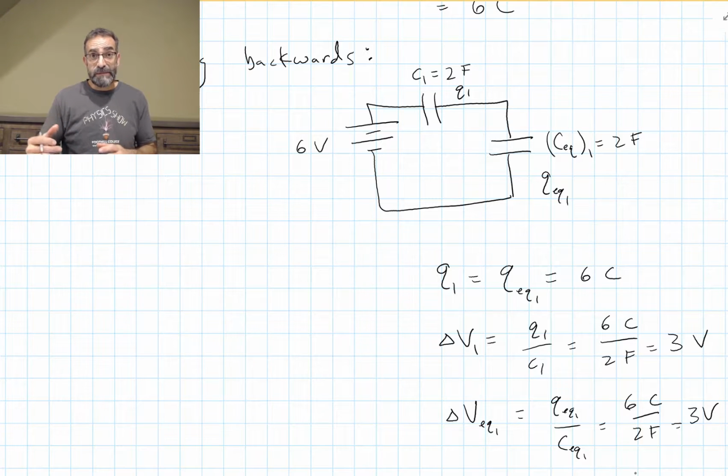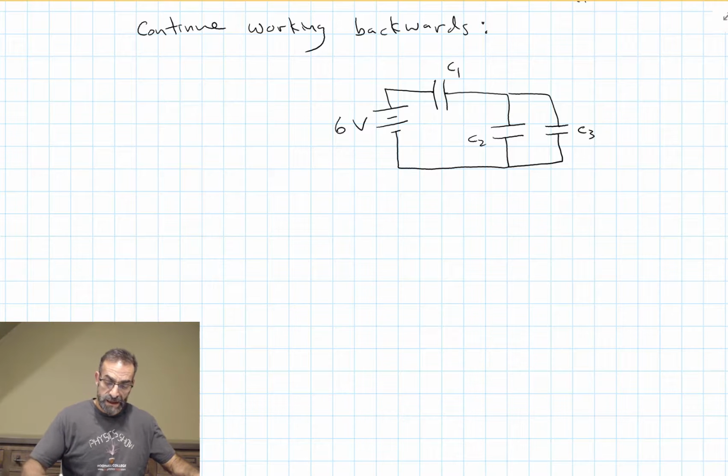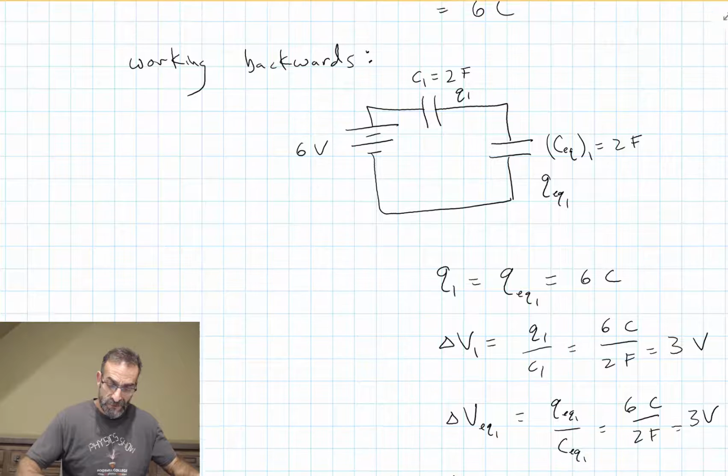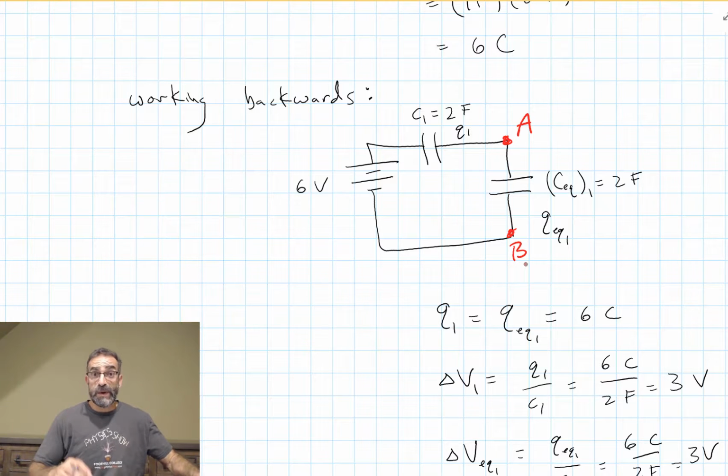So we can take another step backwards because C equivalent 1 is really made up of 2 capacitors in parallel. Now I'm back to my final circuit. I've worked all the way back to my original circuit, and I need to figure out the charge on C2 and the charge on C3 and the potential difference across each one. Let's start with the potential difference. I'm going to scroll back up to my previous circuit, and I found that the potential difference from A to B across my equivalent capacitance was 3 volts.